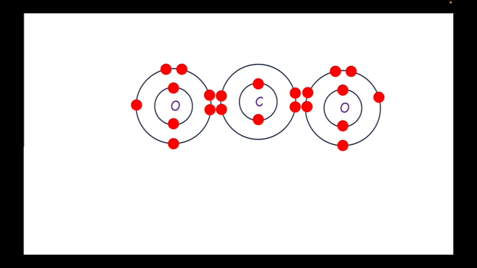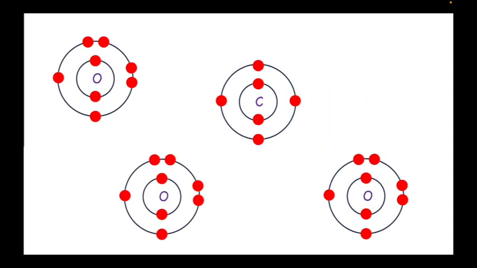If you look at it after the establishment of bonds, you see the carbon has 8 electrons in its vicinity and oxygen also has 8 electrons each. But unlike earlier bonds, this is not completely transferred. This is only shared. That means this is a covalent bond. This is called CO2, carbon dioxide, which is a covalent bond, where electrons are not fully transferred. The electrons are just shared.